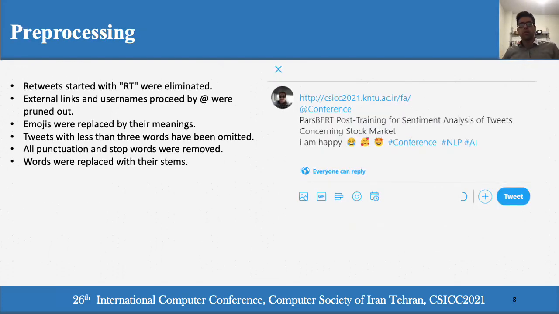For the pre-processing part, we have done the following steps. First, we removed tweets which started with the word RT. Then, the hyperlinks and mentions were removed from the data. Third, we replaced emojis by their meanings. And then, tweets with less than 3 words were omitted. And lastly, we replaced the words by their stems.